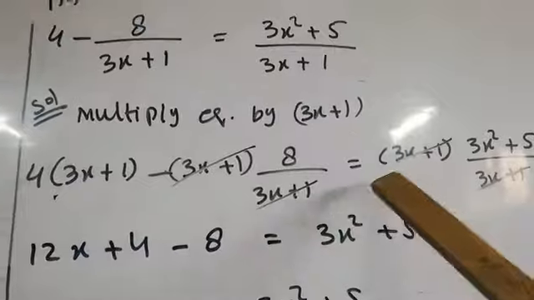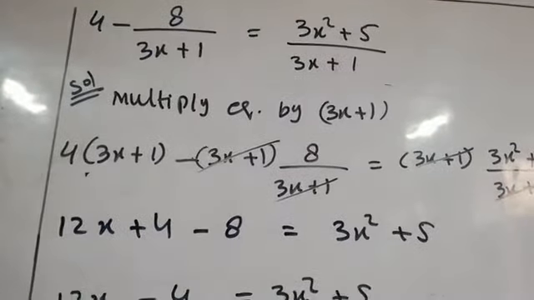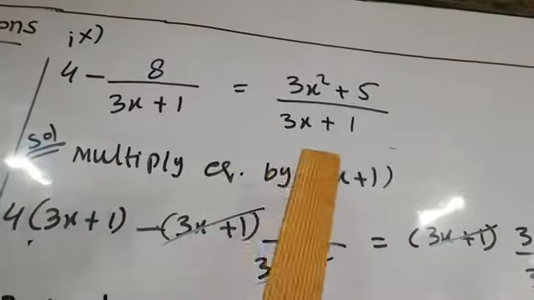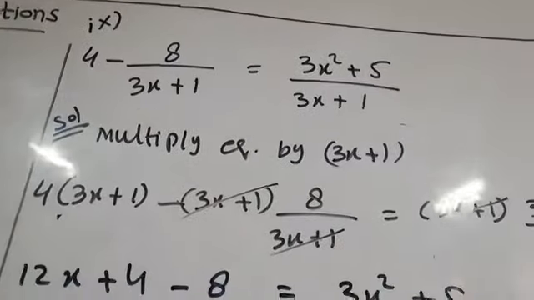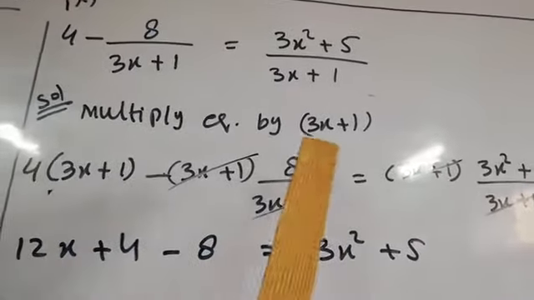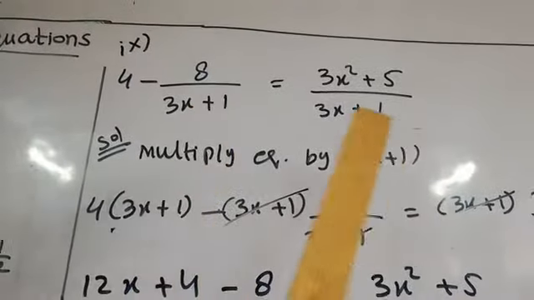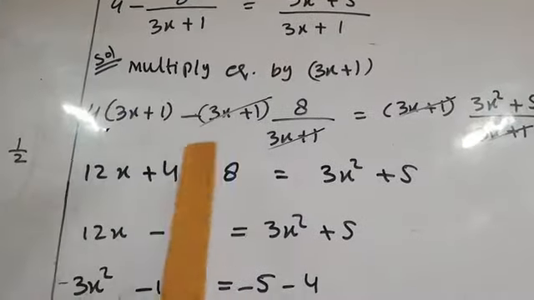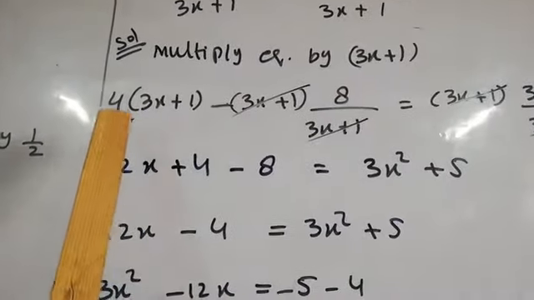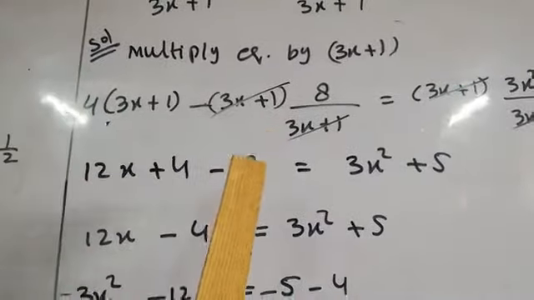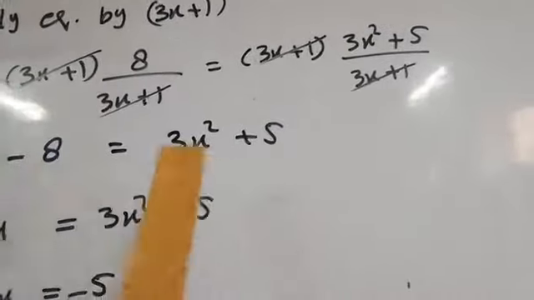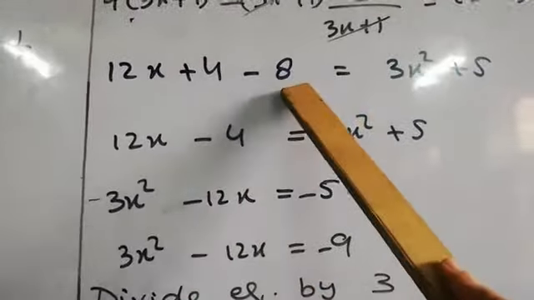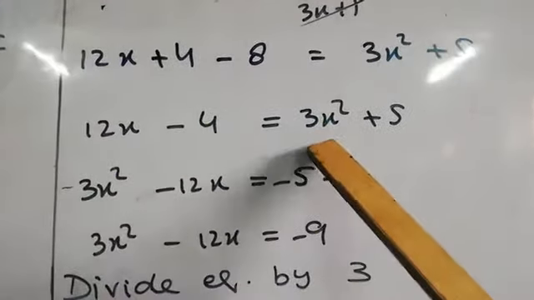You can observe, dear student, that there is a fraction, so we will remove the denominator first. We will multiply the equation by 3x plus 1 to remove these denominators. We will multiply each and every term by 3x plus 1. We will get 4 3s are 12x, 4 1s are 4, minus 8, and here we will get 3x square plus 5. After that we will combine 12x minus 8 plus 4 equals to minus 4, 3x square plus 5.